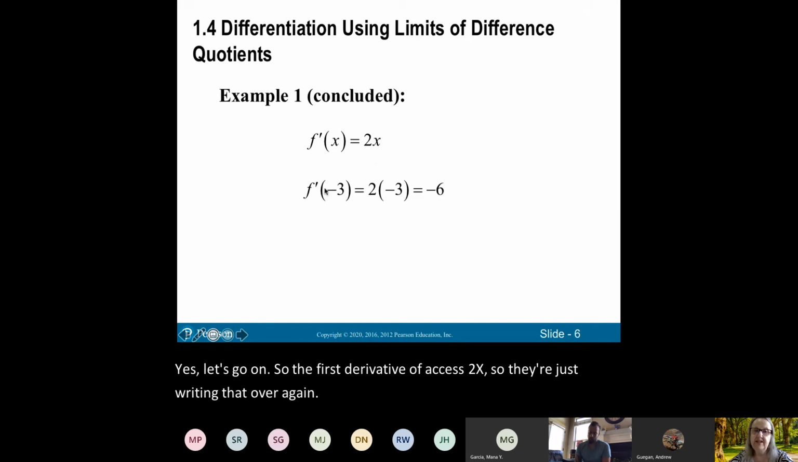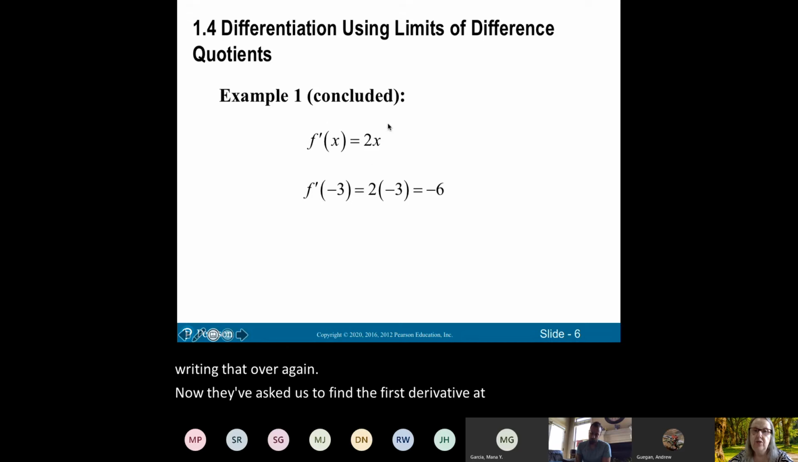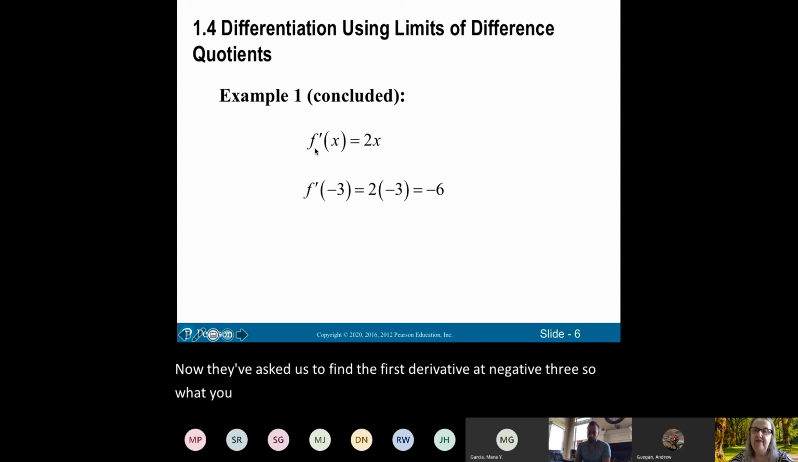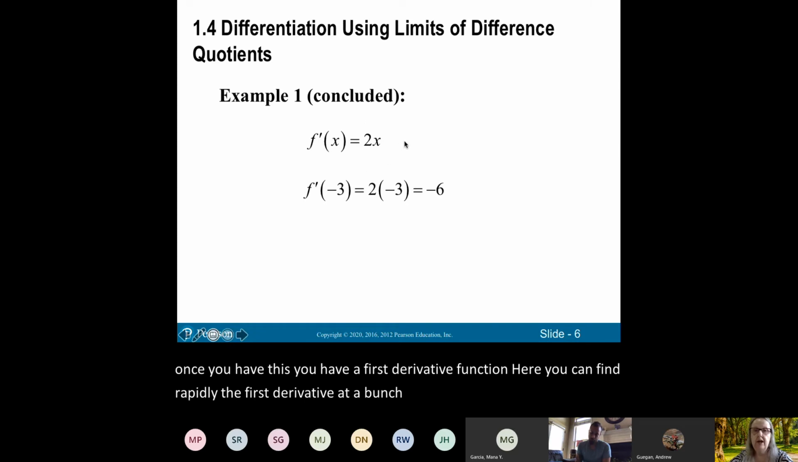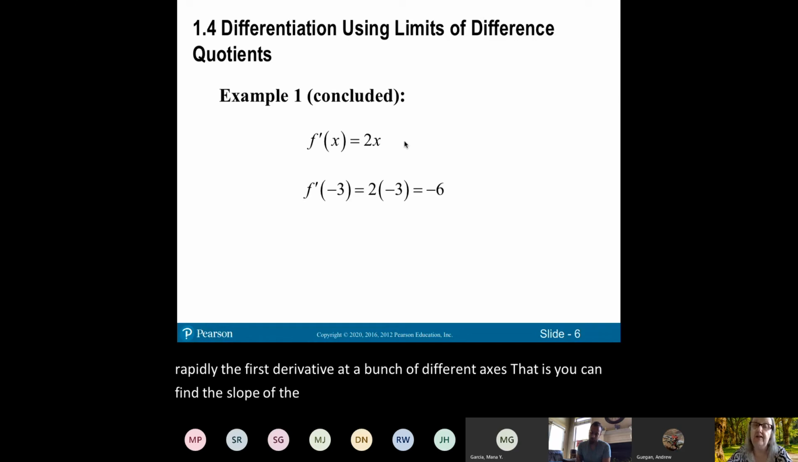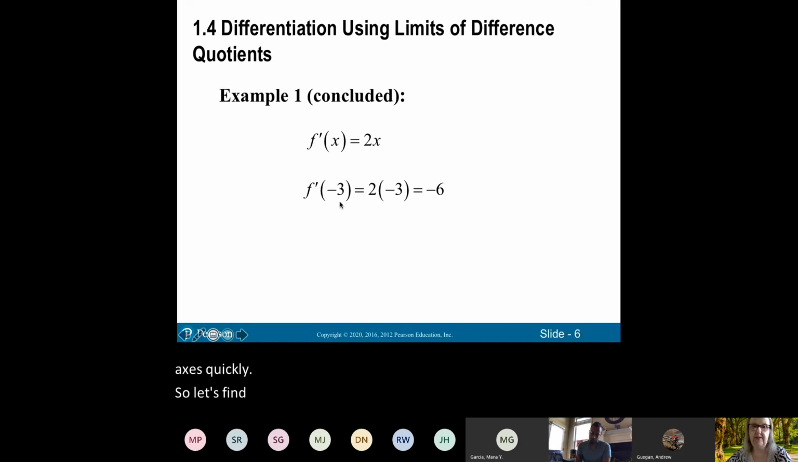Now, they've asked us to find the first derivative at -3. So once you have this first derivative function here, you can find rapidly the first derivative at a bunch of different x's. That is, you can find the slope of the tangent line to the curve at a bunch of different x's quickly. So let's find it at x equals -3.